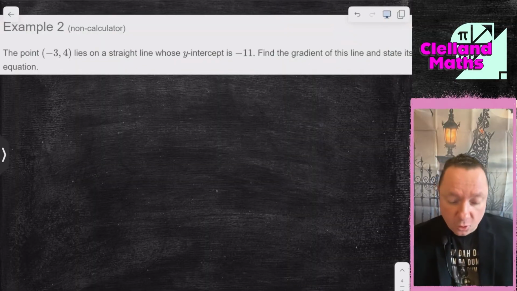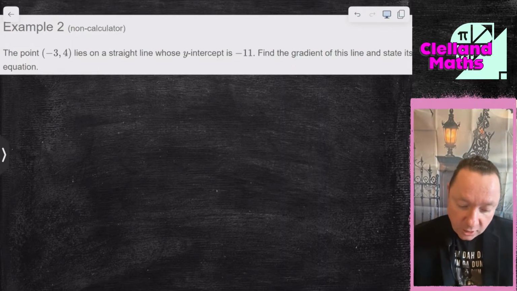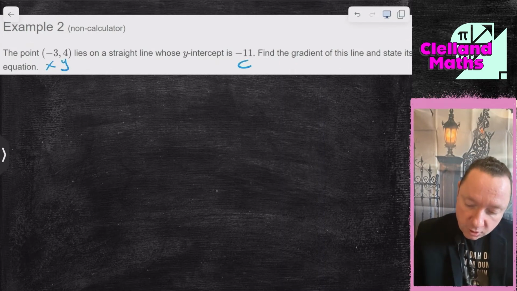Okay, welcome back. Example 2. The point (minus 3, 4) lies on the straight line whose y-intercept is minus 11. Find the gradient to state its equation. So again, we've got an x and we've got a y, and the y-intercept is our c. So we can use y equals mx plus c.